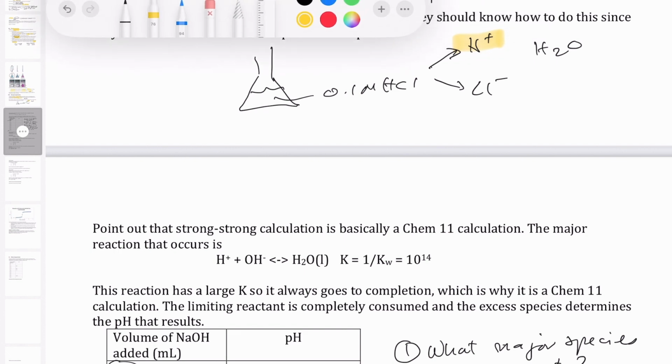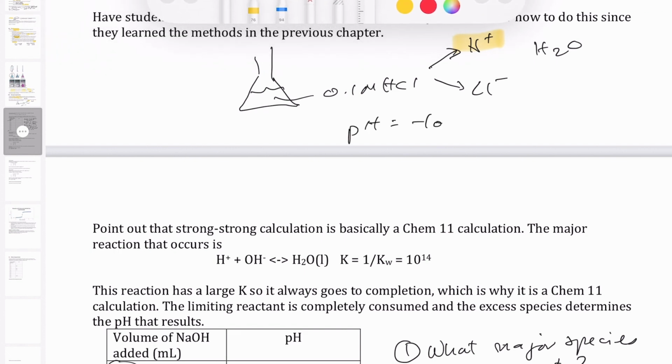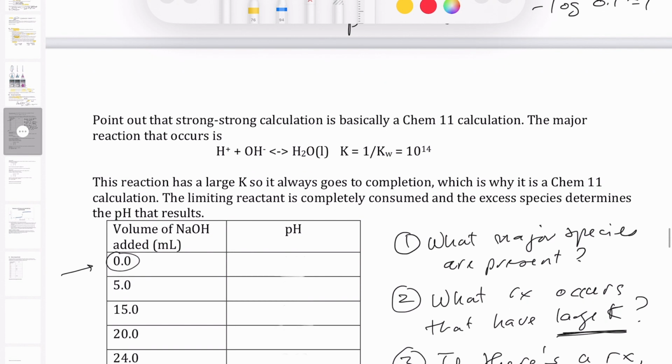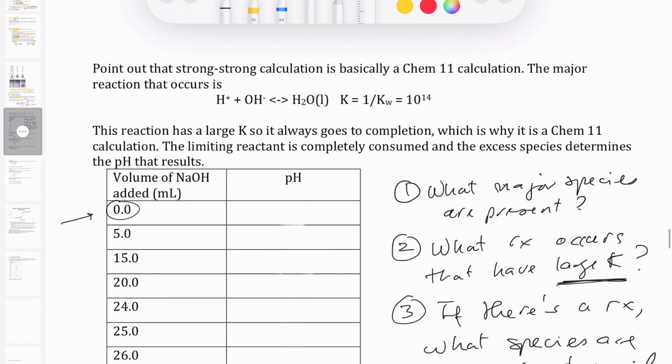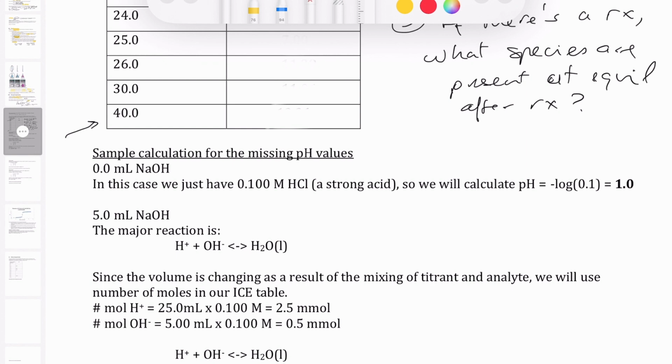The pH of this strong acid would just be the negative log of the H plus concentration. Since it's a strong acid, the H plus is going to be the same as the acid concentration. So it's just the negative log of 0.1. Therefore it's 1. So we can fill that out as our first number. When we don't have anything added, it's just going to be a pH of 1. Okay, and I show the work right here.